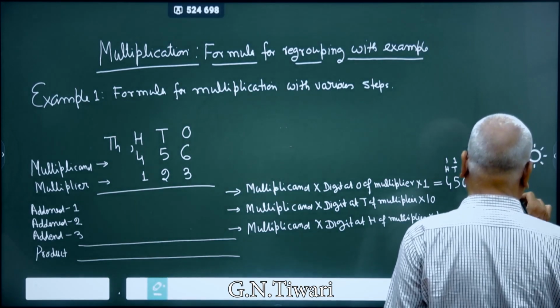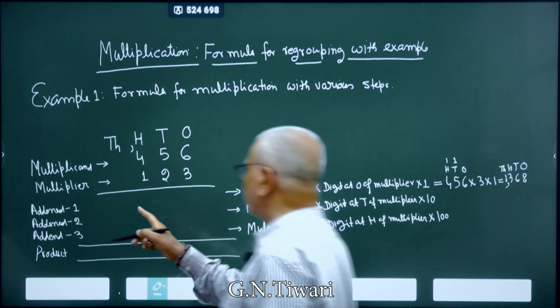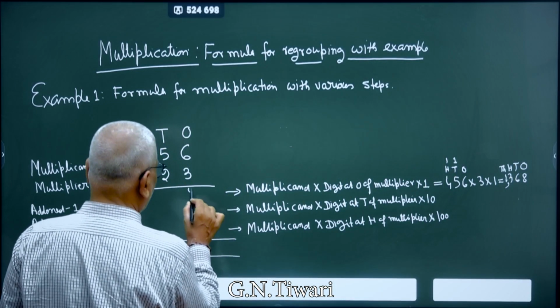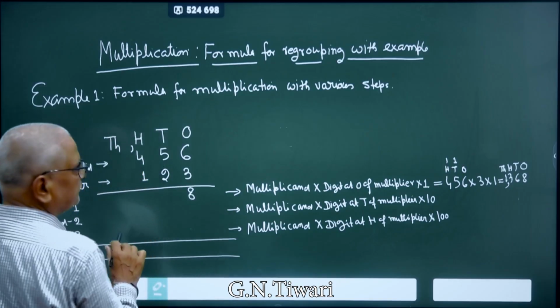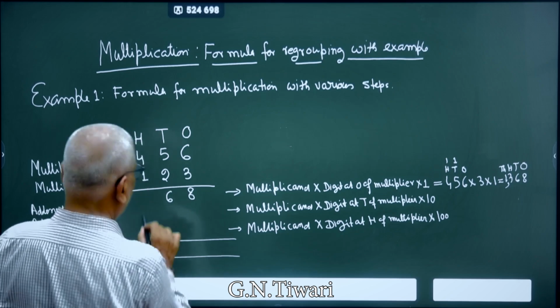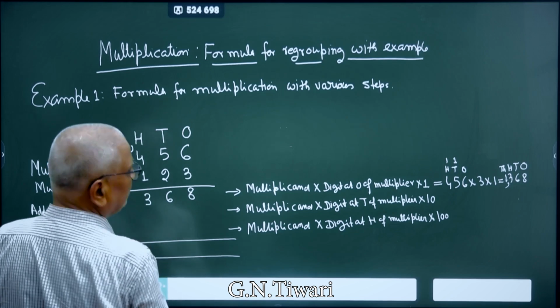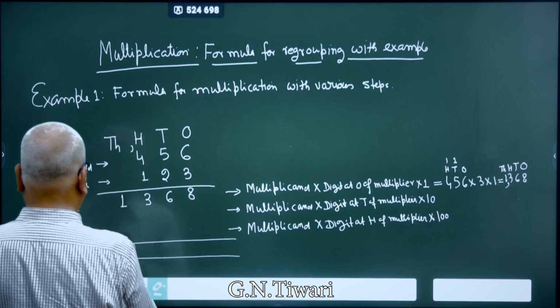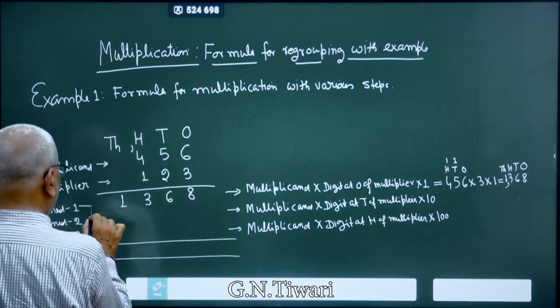And I always say you put a comma here, but there is no need to put the comma on this side. So just write 8, 6, 3 and 1. That is the added 1.